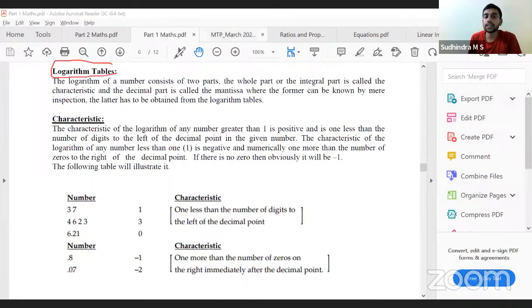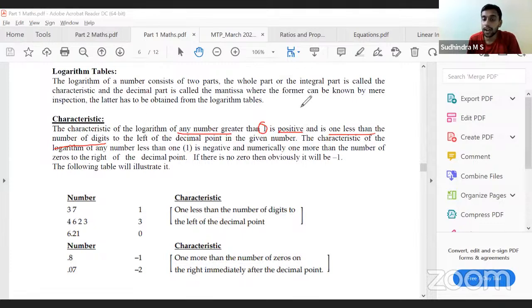And as I said, how do we get the values in logarithm? Using logarithm tables. Here they divide the logarithm number into two parts. One is characteristic, second one is mantissa. The characteristic is identified based on inspection of the given number, whereas the mantissa is obtained from logarithmic tables. Now, how do we obtain the characteristic? It is the number of digits before the decimals, minus 1, if the number is greater than 1. The characteristic of the logarithm of any number greater than 1 is positive and is 1 less than the number of digits.